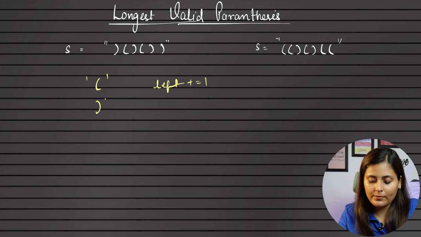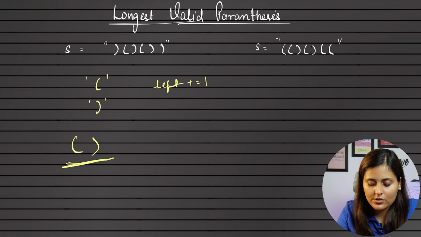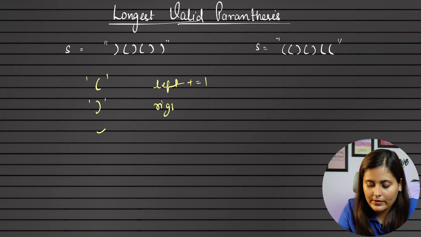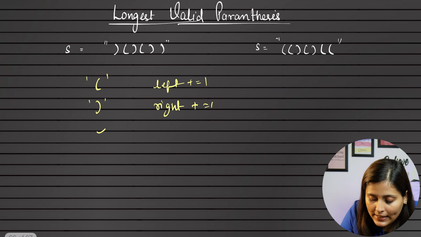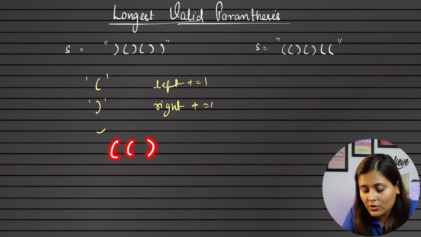And if it is a closing bracket, from the right side, like when you are writing the bracket here, this is your left, this is your right, right? So as per that theory, I have named it, this is right plus is equal to 1. So whenever we are getting a closing bracket, we'll increment right, and whenever we are getting an open bracket, we will increment left. At whatever point, if left is equal to right, it means there are an equal number of left and right.